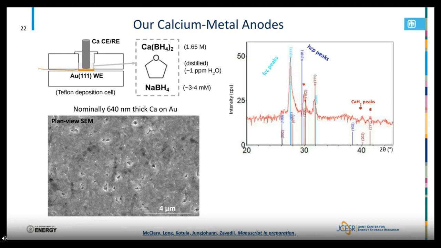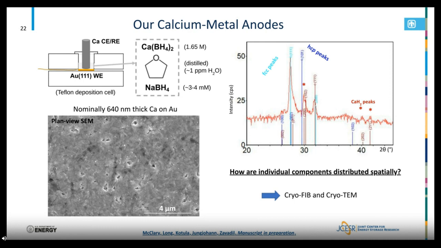XRD confirms what the other authors have found, that they have primarily HCP and FCC phases of calcium metal, and we had trace amounts of calcium hydride as well. And so this is all kind of gelling together into one nice story. However, XRD is not spatially resolved here. So we need to understand how that works. That's why we included cryo-FIB and cryo-TEM into these efforts.